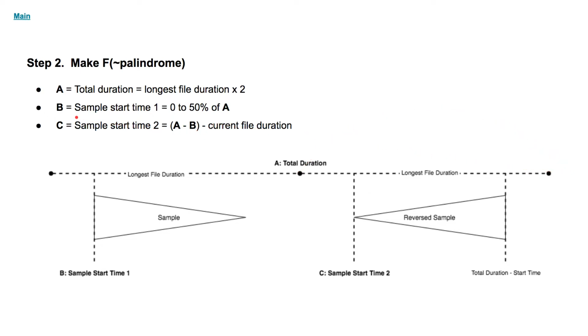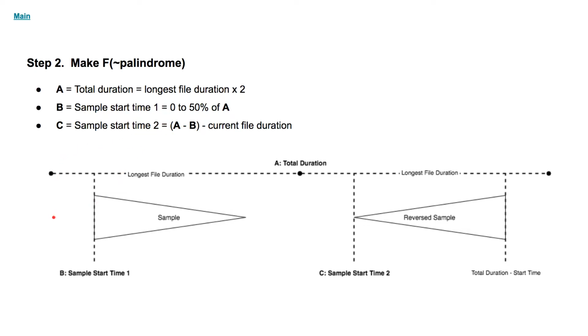Okay, and the starting point of the first sample will be anywhere between 0 and 50% of the total duration. In our case, I'm going to define it as B. So my first sample could be played anywhere beginning from here to here. Now, this is the part where it gets a little bit tricky, because now my second file should be playing in here. In order to calculate that, I need to subtract the sample starting position of the first one from my total duration. So that's my A minus B.